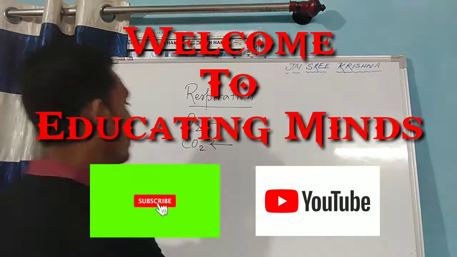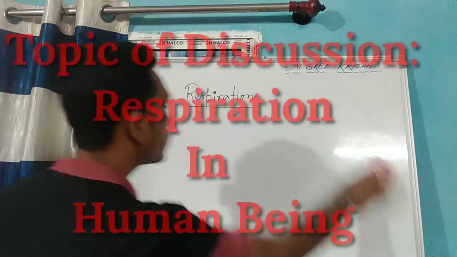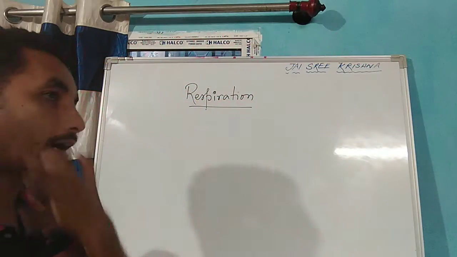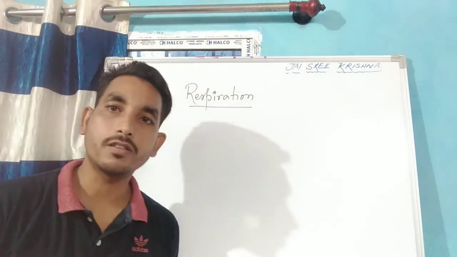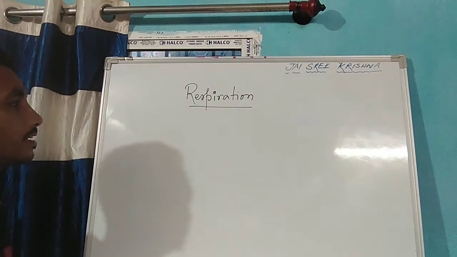Let us start with this discussion of the respiration process in human beings. That means how we take in oxygen and how we give out carbon dioxide. In our last class we discussed the breakdown of glucose molecules in the presence of oxygen and in the absence of oxygen.